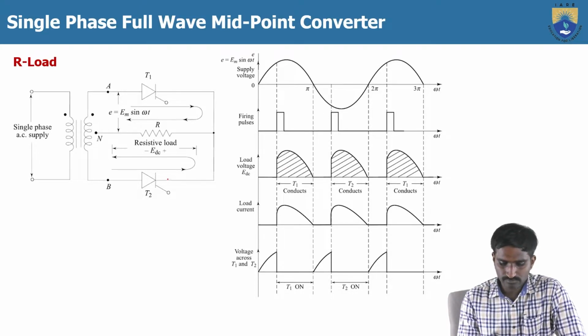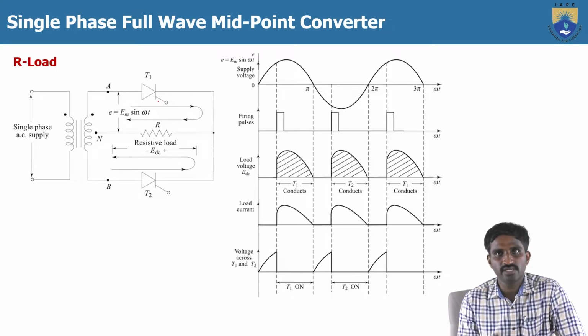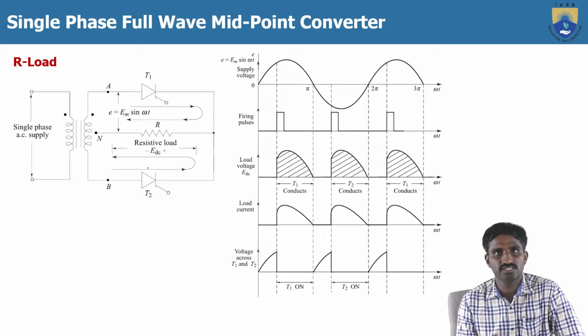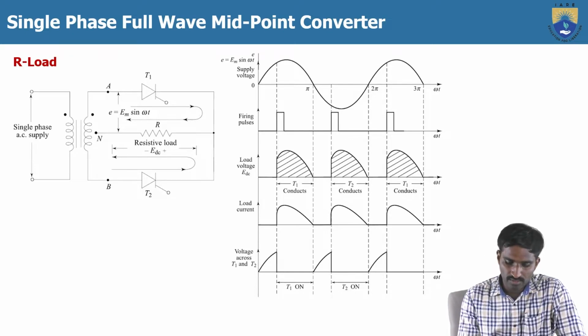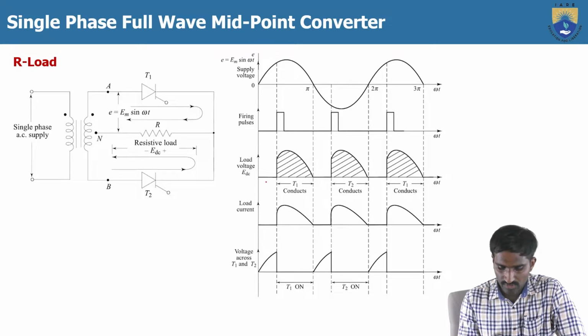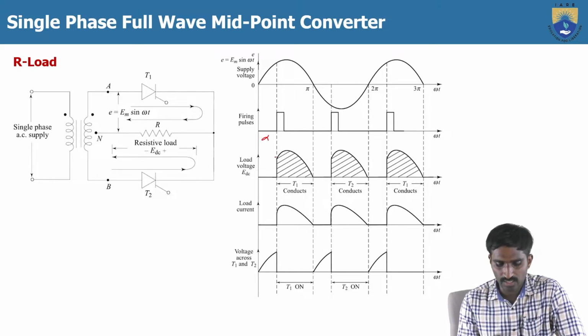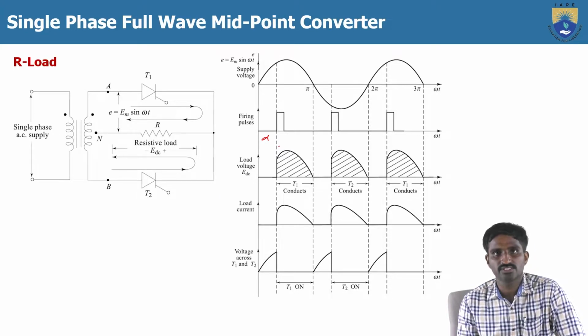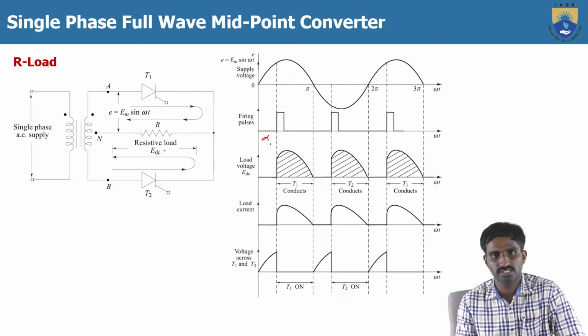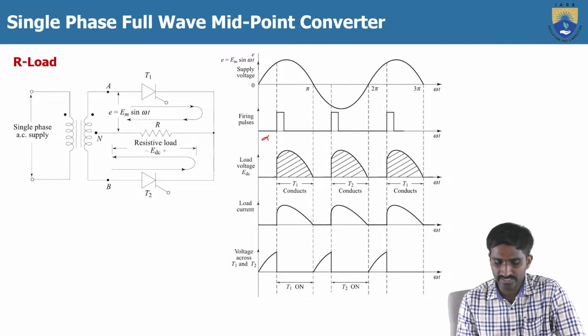As we just mentioned, during the positive cycle T1 will conduct, and during the negative cycle the thyristor T2 will conduct. Here I have given the firing angle, let me consider alpha, to the thyristor T1, or after alpha degrees we are giving the triggering pulse, the gate pulse, to the thyristor T1. Then the thyristor T1 will turn on.